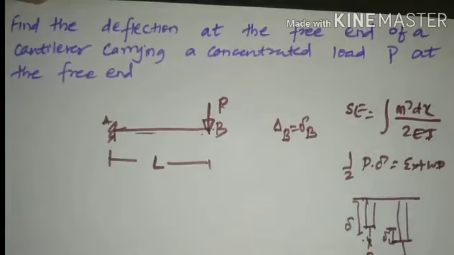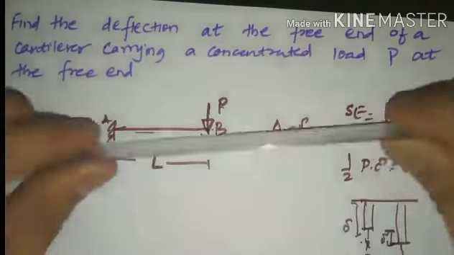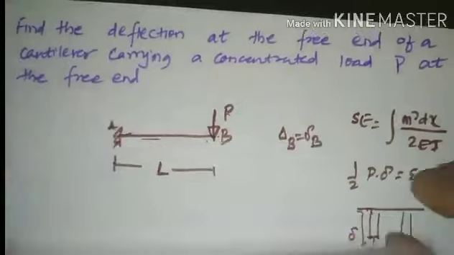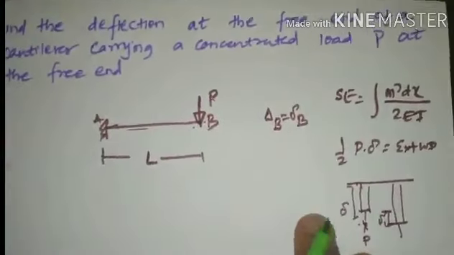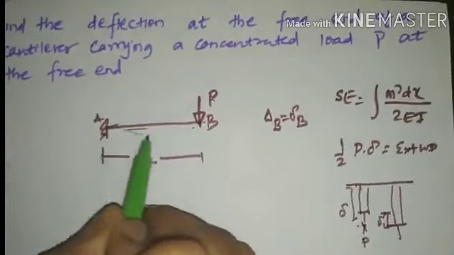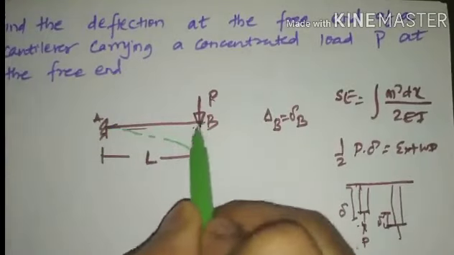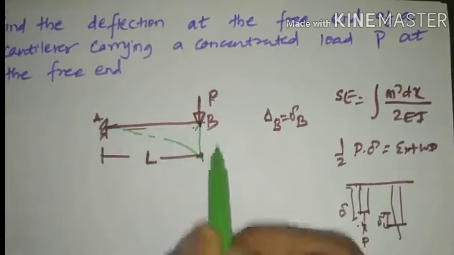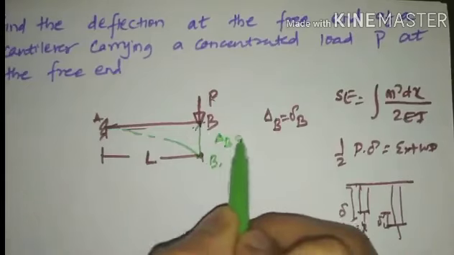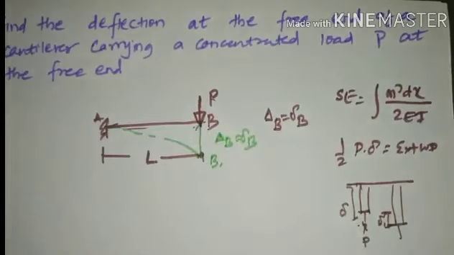Once it has been subjected to a concentrated force P, we need to find out in what direction the beam will deform. Since it has been subjected to the vertical load here, the beam will deform in the downward direction. As it deforms downward, the elastic curve of the beam will move like this. This deviation from point B to B dash is called delta B, or small delta B. This is the deflection that we need to solve.